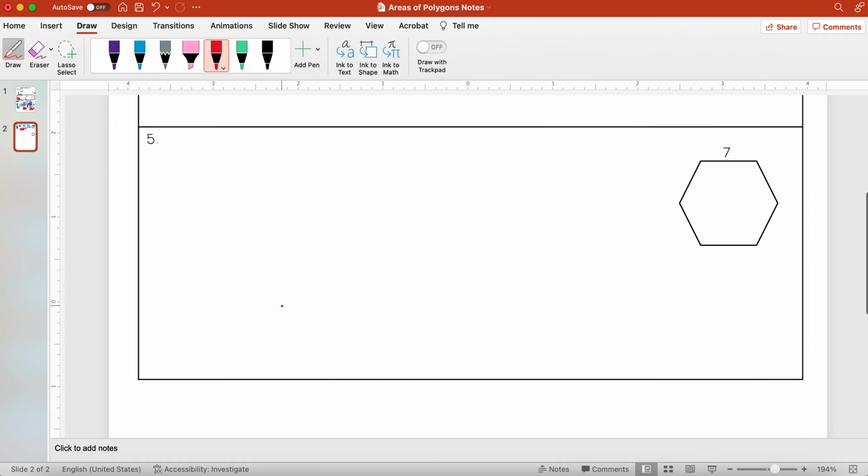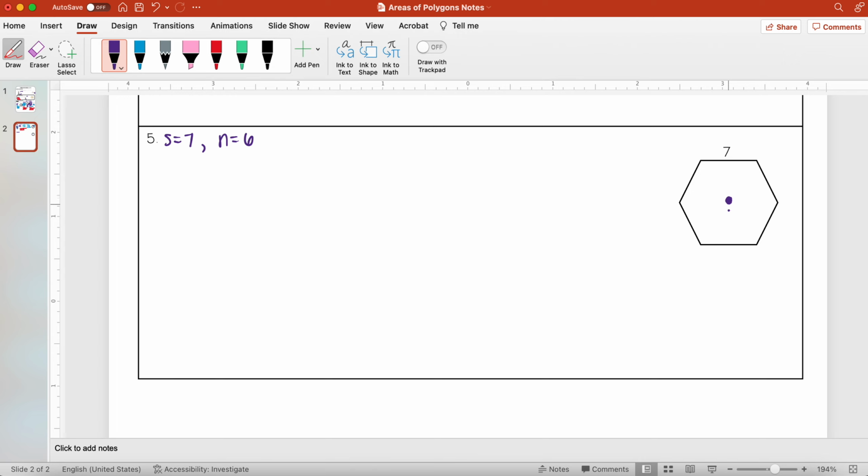Okay, let's try one last one. This time we are actually given the side length here. So this time I have that my side length is 7. So I have that s is equal to 7. Counting up the sides, I see that n is equal to 6. So this one, the only thing I need is my apothem. And so I want to go ahead and draw that in.